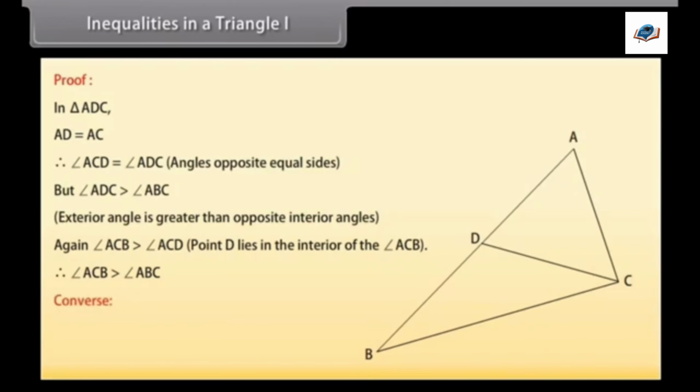The converse of this theorem is also true, which states that in any triangle, the side opposite to the larger angle is longer.